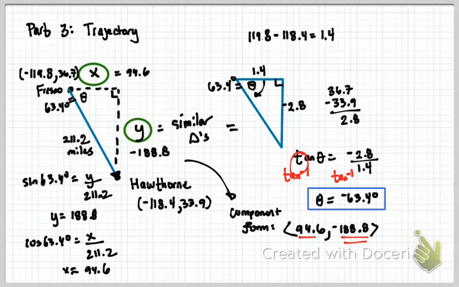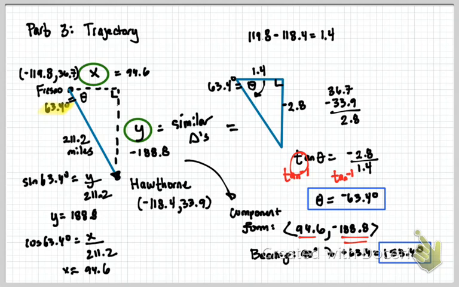Let me highlight it. Well, that's great, but we want to make sure we have that in bearing notation. So my bearing for that component form would be 90 degrees, because that's your first quadrant coming around to here, plus 63.4, which will equal 153.4 degrees is the bearing.